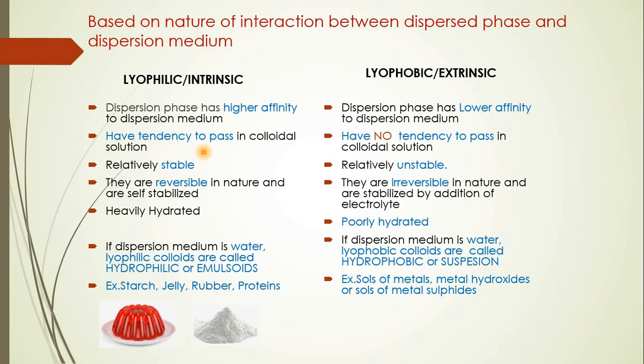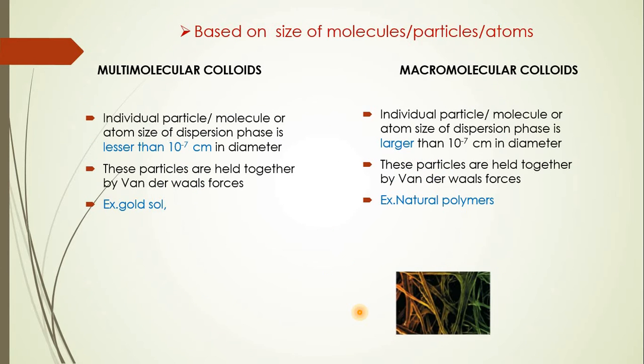Best examples to describe lyophilic are starch, jelly, rubber and proteins, whereas lyophobic examples are sols of metals, sols of metal hydroxides or sols of metal sulfides.